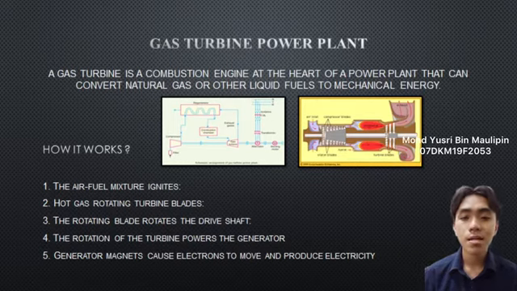The fast rotating generator magnet creates a strong magnetic field that lines up electrons around the copper coil and causes them to move.